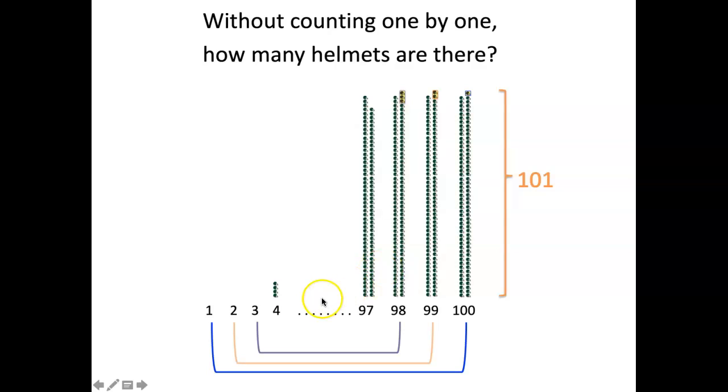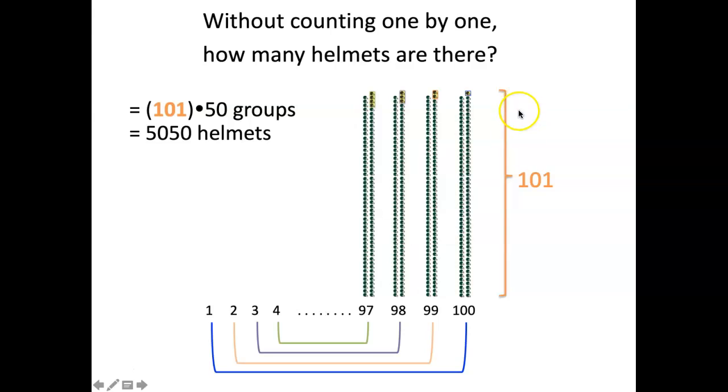I keep getting the same number if I take the first and last numbers in the sequence, as long as it's linear. This will always work. So 4 and 97. There it is, right up there. My 4 helmets once again makes 101. So this cool pattern creates a nice 101 helmets in each of my groups.